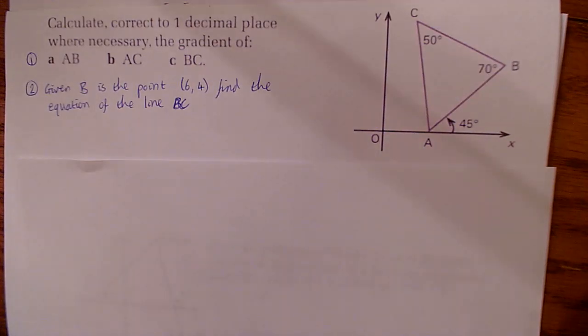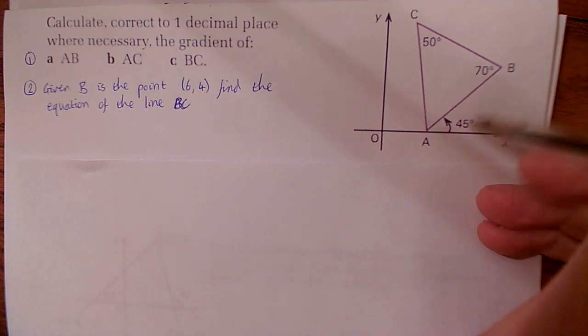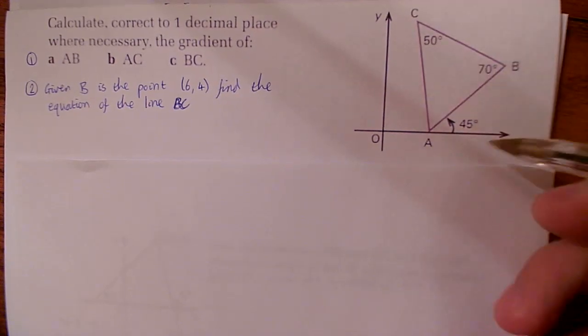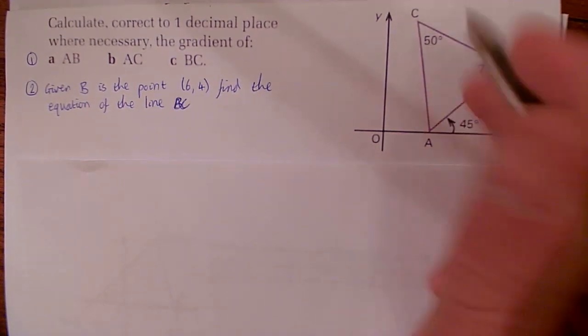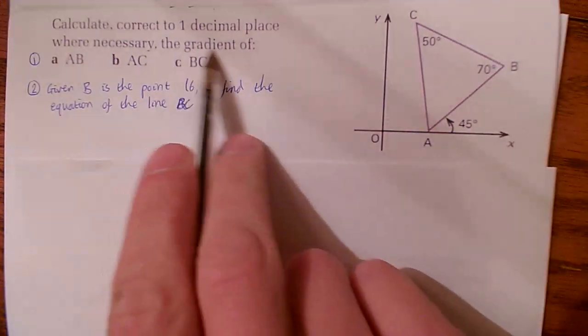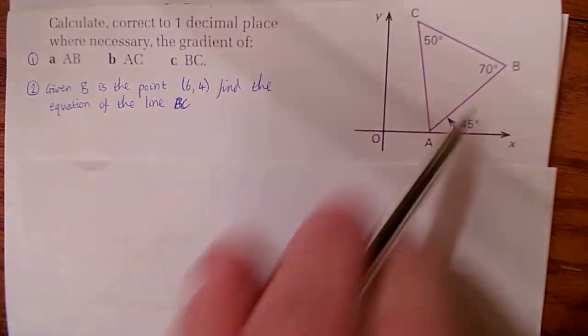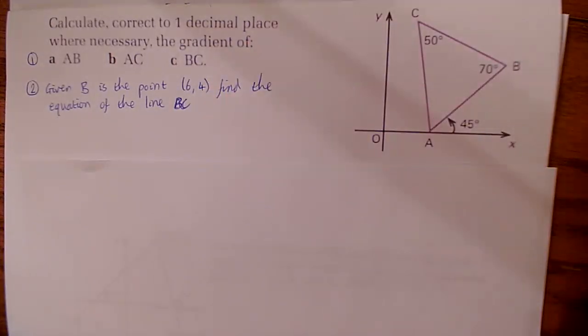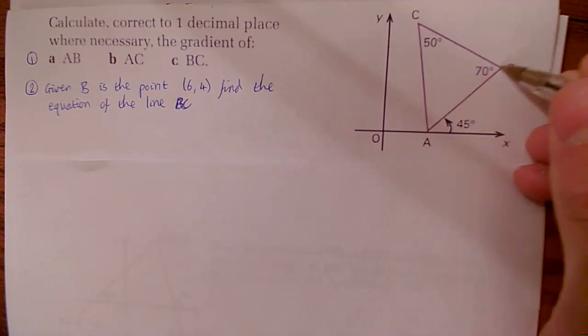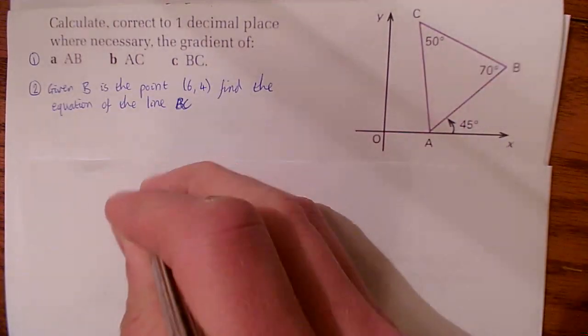So question 2 here, slightly different setup. We're given the angles on the diagram, and somehow we need to turn this information into gradients of the three lines that make up the triangle. Now, that's going to take a little bit of work to do. The easy one to do here is AB, so we might as well start off with the easy one.